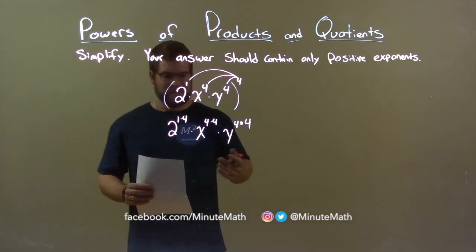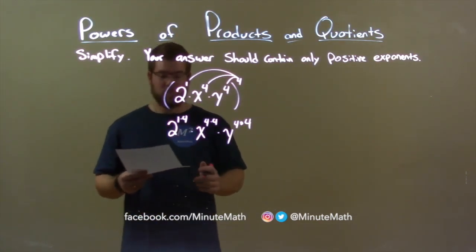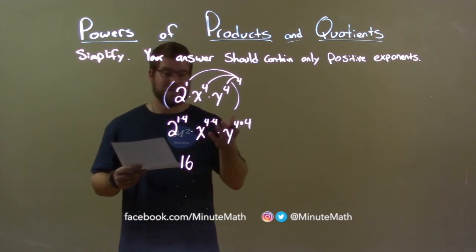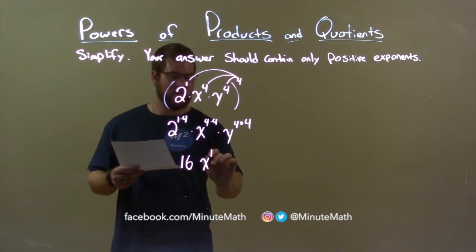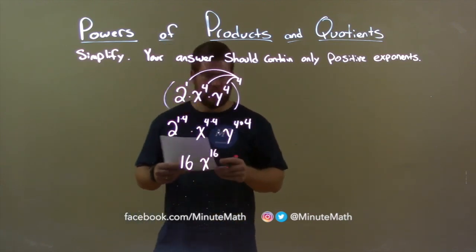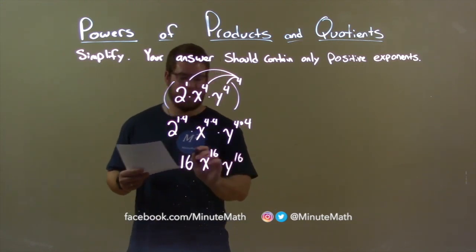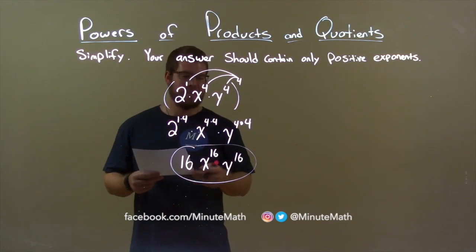So now let's simplify. Pretty easy now. 1 times 4 is 4, and 2 to the 4th power is 16. 4 times 4 is 16. So we have x to the 16th power now. And lastly, 4 times 4 again now is y to the 16th power, giving us 16 x to the 16th power times y to the 16th power.